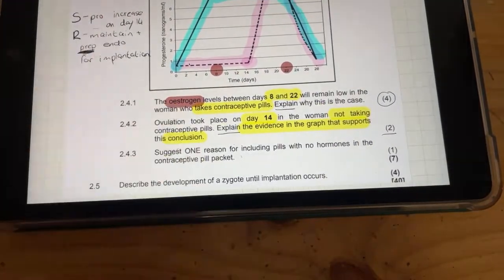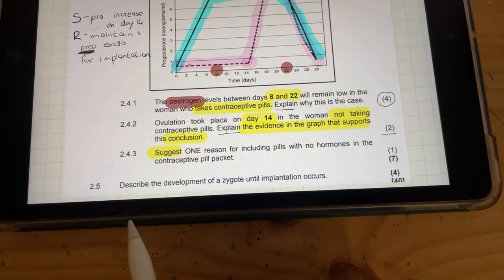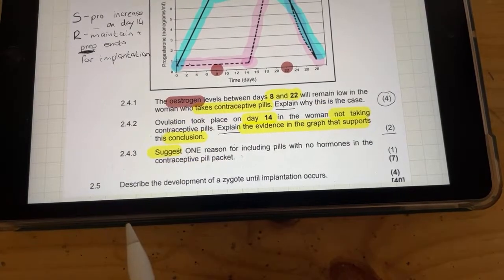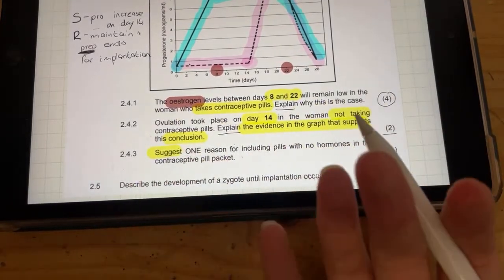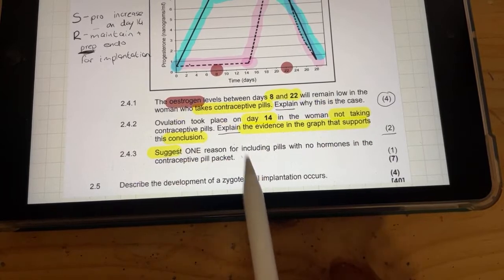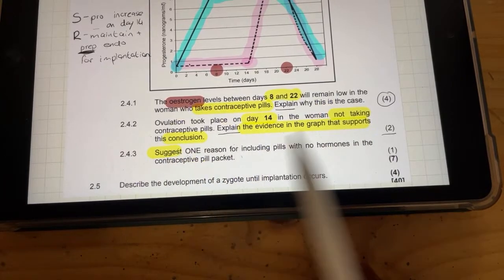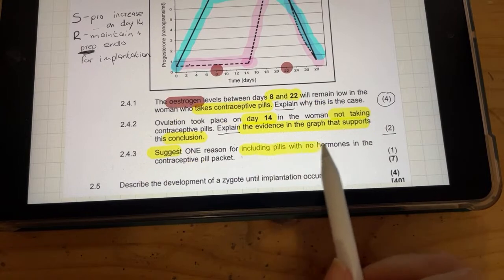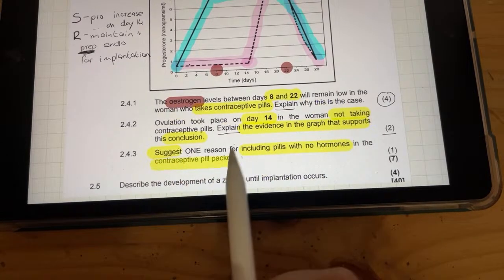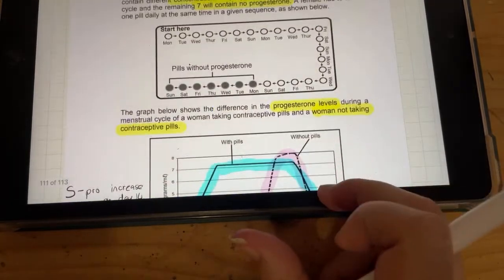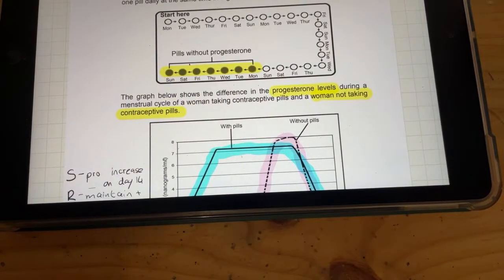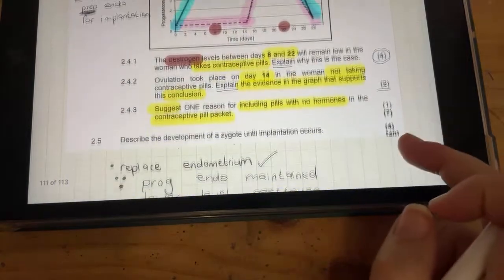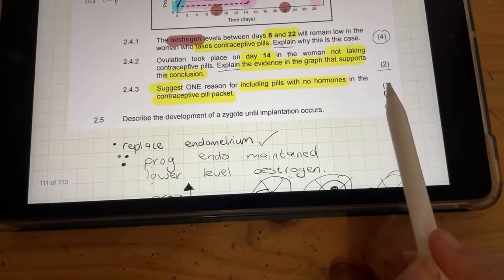Okay, next one. Suggest. Now, this is a higher order question, so it actually requires you to think a little bit beyond what's in the textbook sometimes. There aren't a lot of these in exams generally, but it says suggest 1 reason for including pills with no hormones in the contraceptive packet. Now, if you go back up to the top, you will see, yes, there are some pills over there. Now, this is interesting because it says suggest, so you've got to come up with your own answer.